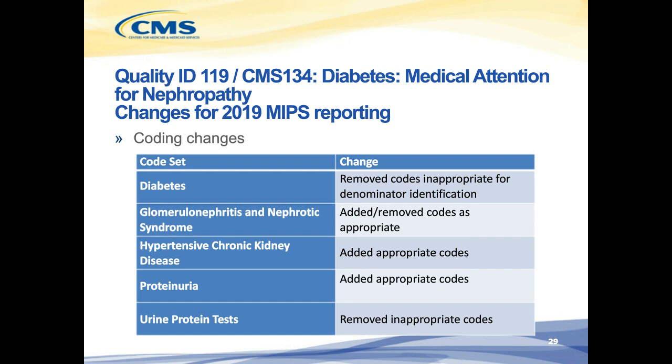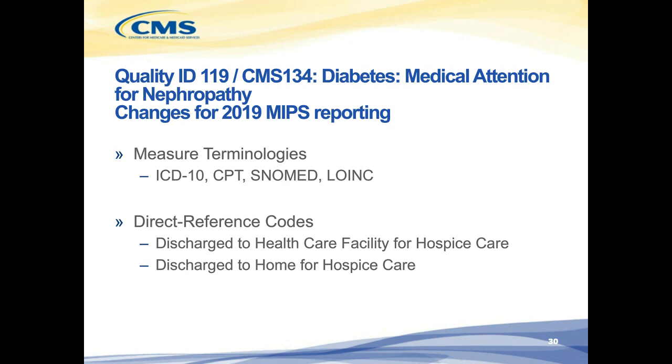As far as terminologies go, we use ICD-10, CPT, SNOMED, and LOINC. And then we have those two direct reference codes that we use for the hospice exclusion, which are discharge to healthcare facility for hospice care and discharge to home for hospice care.